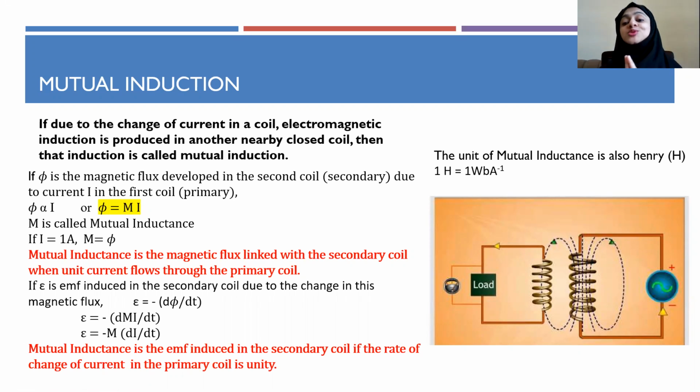And the unit of mutual inductance is also Henry. So it has the same unit as self-inductance and we have earlier described what is Henry. So 1 Henry is equal to 1 Weber per ampere. That's from this equation. Can you tell me what will be 1 Henry from this equation? 1 Henry will also be equal to 1 volt per ampere per second.